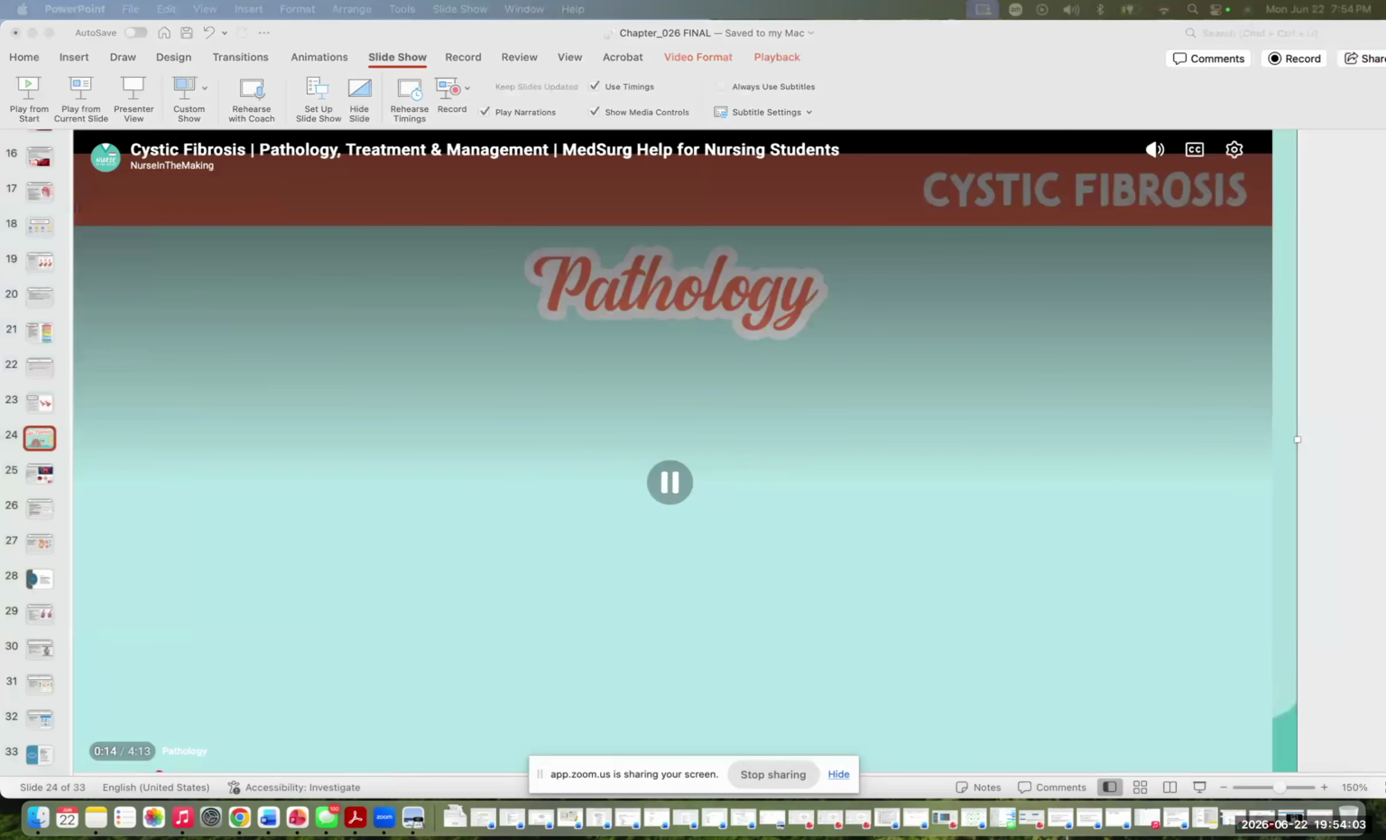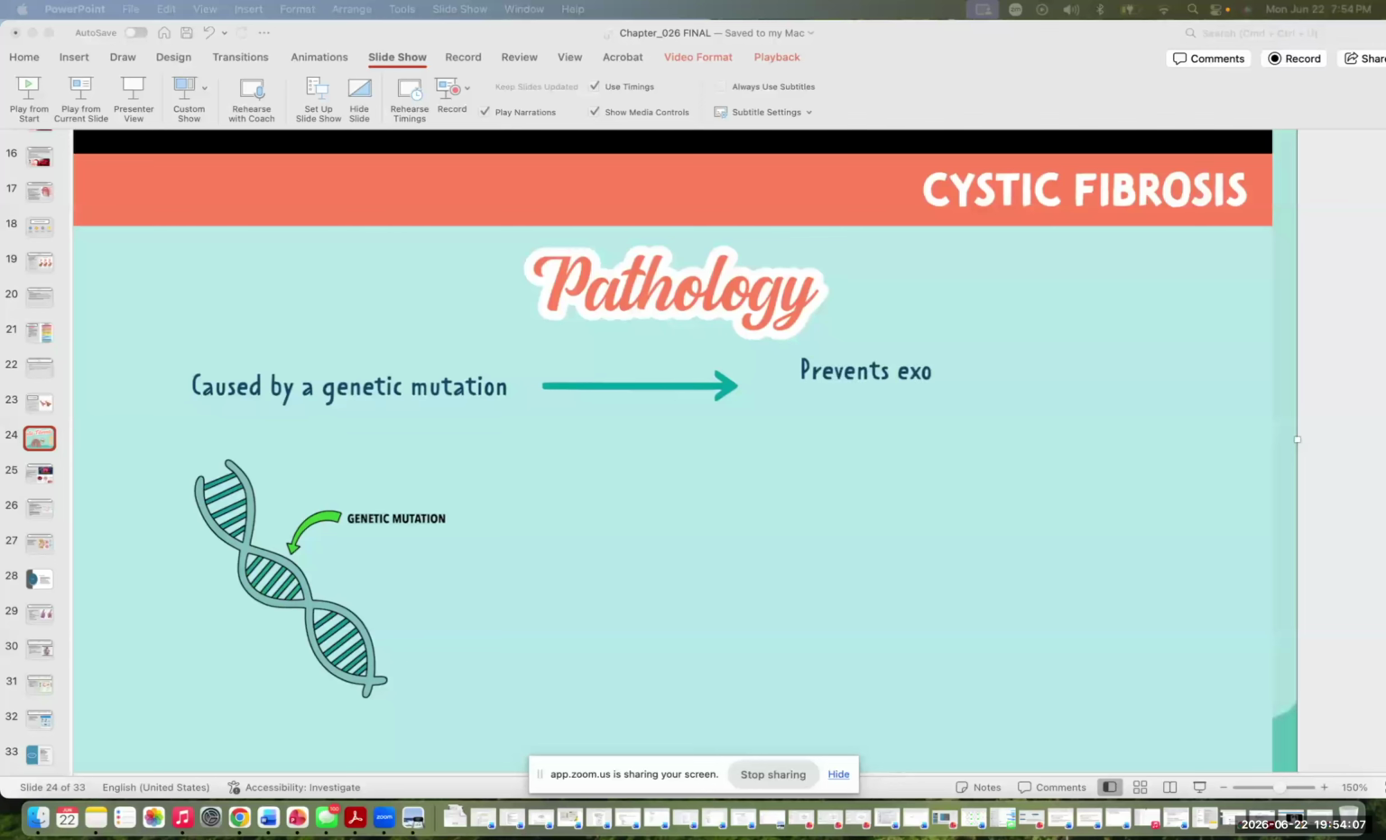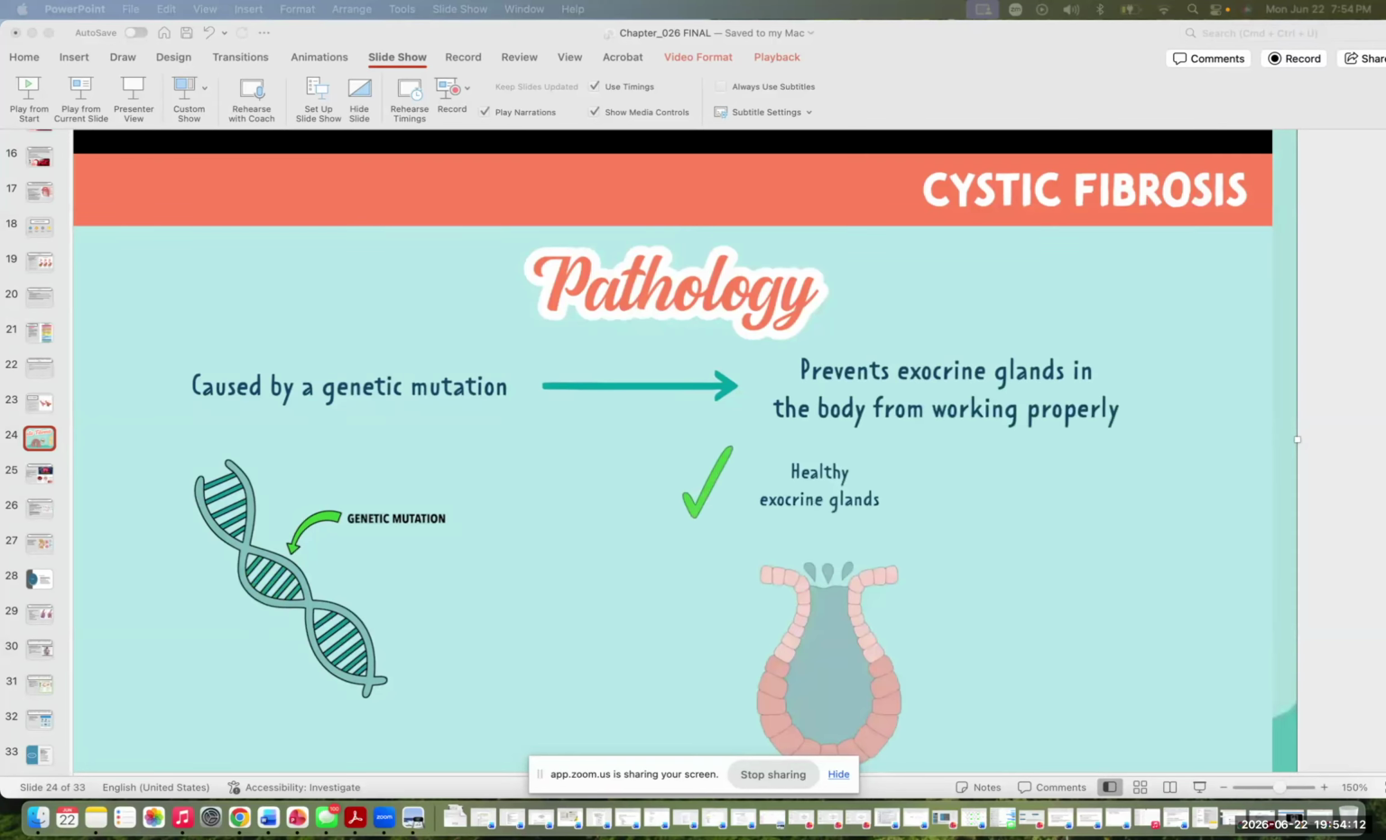Cystic fibrosis is a disease caused by a genetic mutation which prevents exocrine glands in the body from working properly. Healthy exocrine glands secrete easily through ducts, where in cystic fibrosis we have stuck, thick mucus.